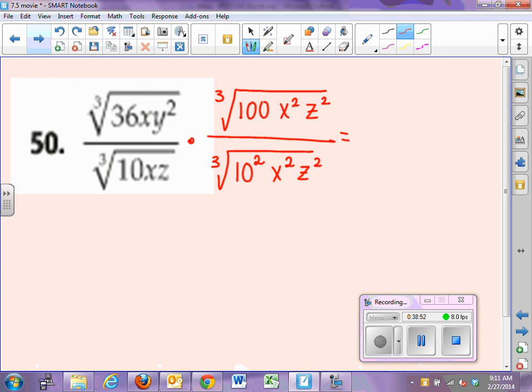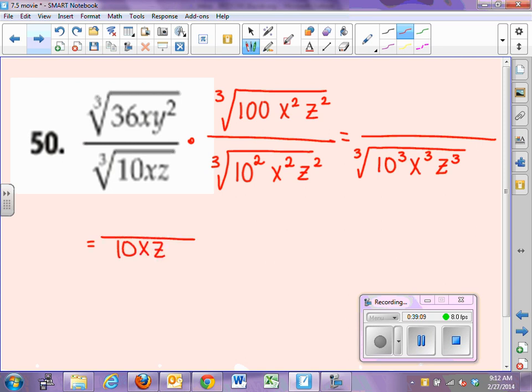Now, let me show you what happens to the bottom, and this is the whole reason I did it. Now I have the cube root of 10 to the third power, x to the third power, and z to the third power. And I hope you see in the next step, all I'm going to get is 10xz. That is beautiful. No radical left. But the top, I left myself a pretty decent mess. I have the cube root of 36 times 100, so it's 3600, x times x squared, that's x cubed, y squared, and z squared.